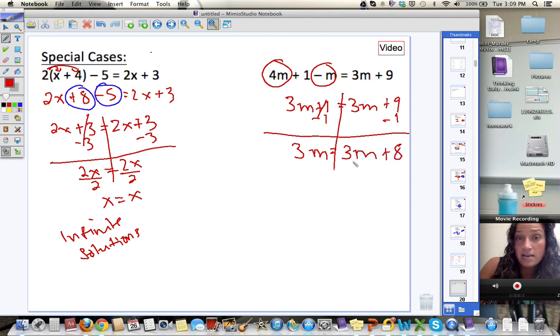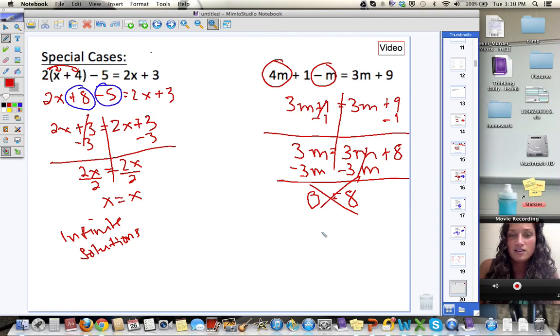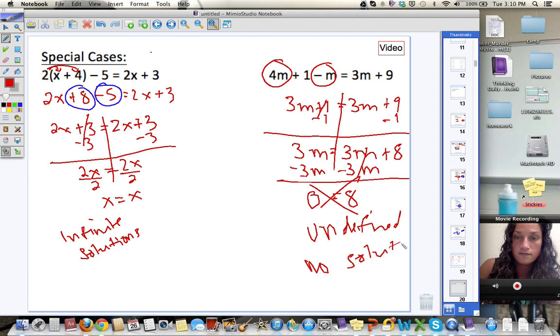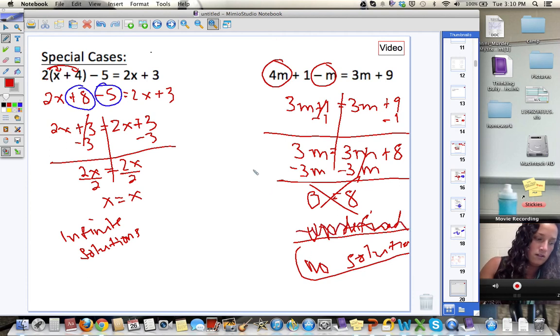Now I have m and m over here, so I have to move my variable to get it to work. So these are going to cancel, and I'm going to be left with 8 on this side. 3m minus 3m is 0, so I get 8 equals 0. This is not a true statement. 8 does not equal 0. So when you get something where it doesn't equal something, it's going to be undefined. Or you could put no solution. So I would rather have you put no solution. Let's not do this one. So no solution. And those are two special cases.